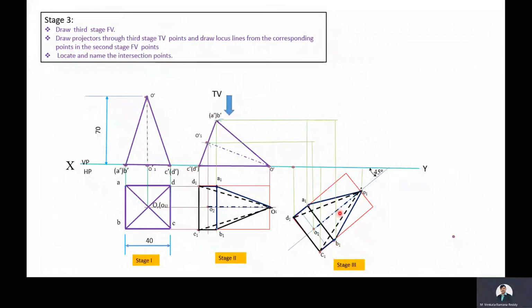This is the projector through B1 and this is the locus line for B dash. Then name this point as B1 dash, and this is the projector through A1 and this is the locus line for A dash. Then name this point as A1 dash, and this is the projector through O1 and this is the locus line for O dash. Then name this point as O1 dash, and this is the projector through O2 and this is the locus line for O1 dash. Then name this point as O2 dash.